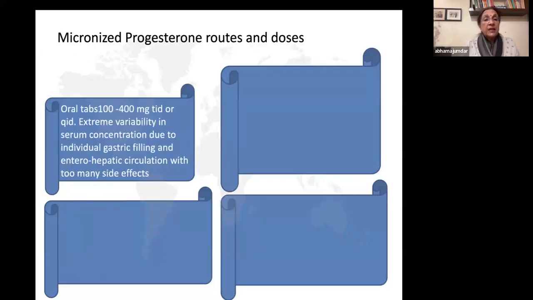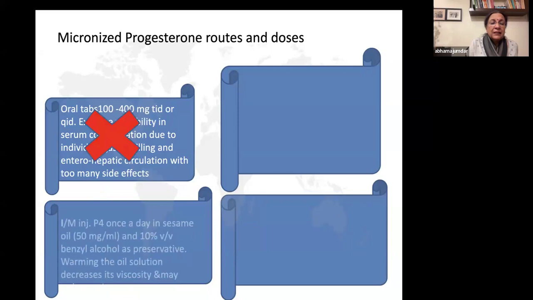So oral tablets were made, 100 to 400 milligram, and they were used 3 times or 4 times. But there is extreme variability in serum concentrations. Why is it so? Due to individual gastric filling and enterohepatic circulation with too many side effects. So it is absorbed through the stomach, goes to the liver, and any steroid, whether it is estrogen or corticosteroid or progesterone, which goes to the liver, will have very differential effects on the blood levels when it's circulating. So this went into disrepute.